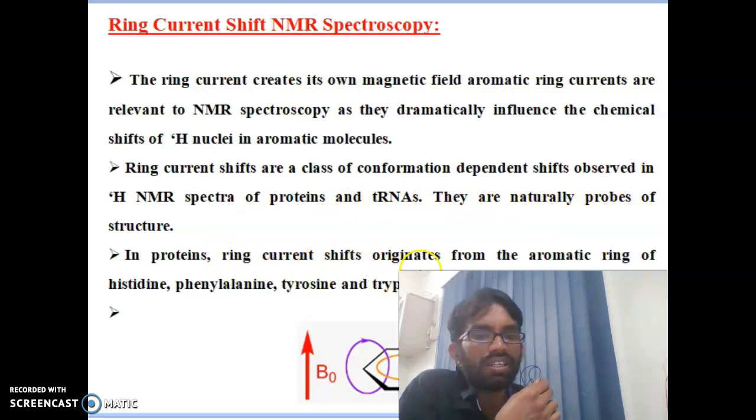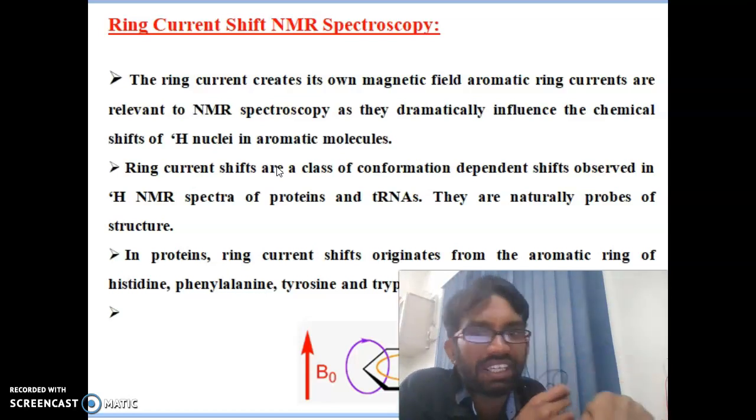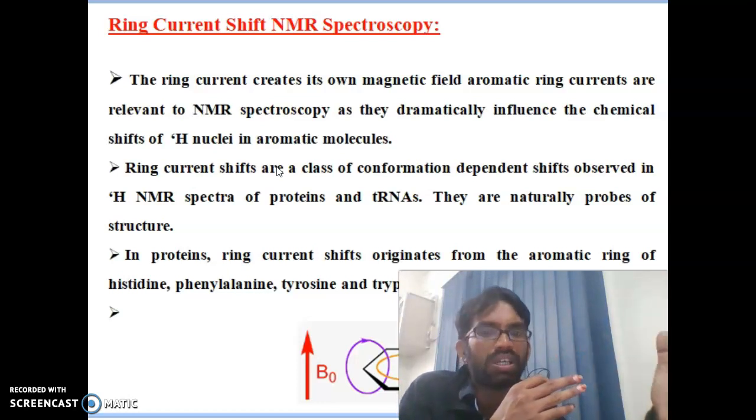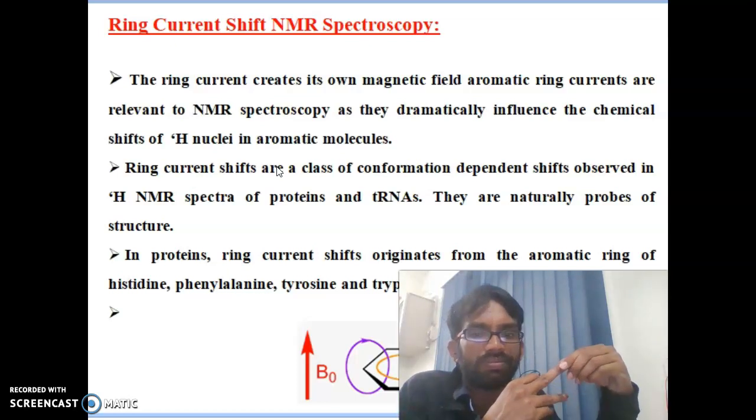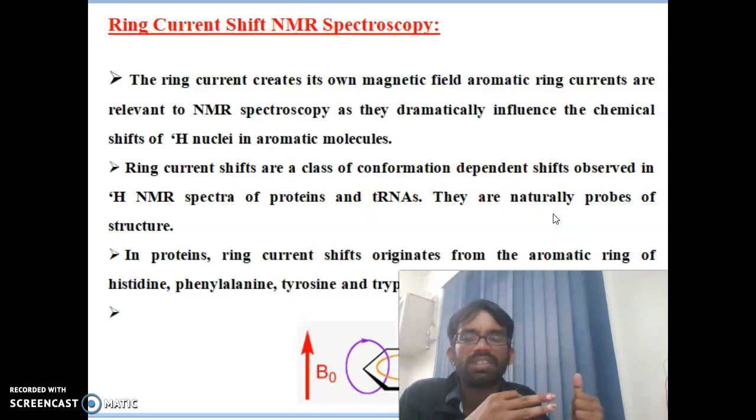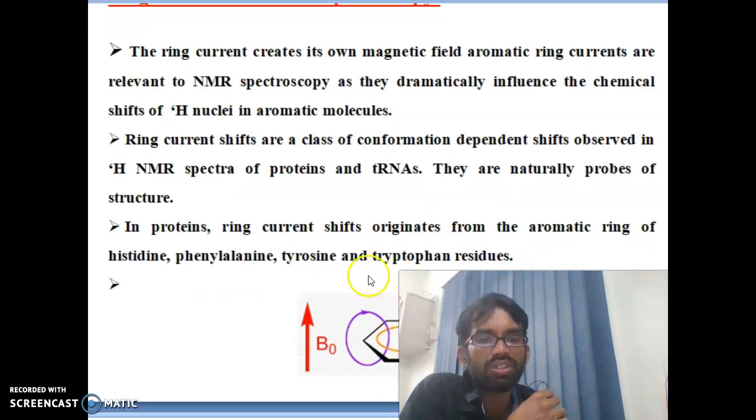The protein ring current shifts originate from the aromatic rings of histidine, phenylalanine, tyrosine and tryptophan residues. So this is ring current shift in NMR spectroscopy. Ring current means the own magnetic field created by the aromatic ring current, which is relevant to NMR spectroscopy and dramatically influences the chemical shift of proton nuclei in aromatic molecules. For example, in proteins you have some aromatic amino acids like histidine, phenylalanine, tyrosine and tryptophan. These are the source of the ring current shift from aromatic rings. You can see the picture here also, so you can understand.